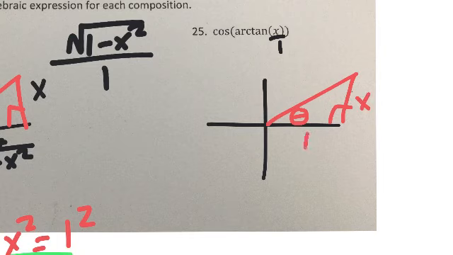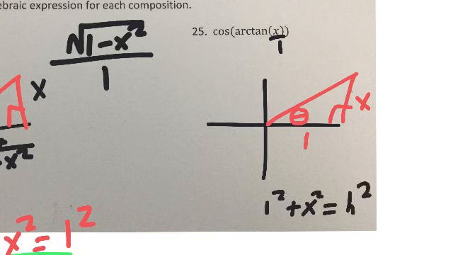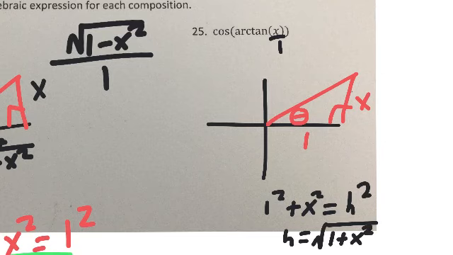This time I'm missing the hypotenuse. So I could say 1 squared plus x squared equals the hypotenuse squared. Take a square root of both sides. That means the hypotenuse is the square root of 1 plus x squared. So I know my missing side is the square root of 1 plus x squared.